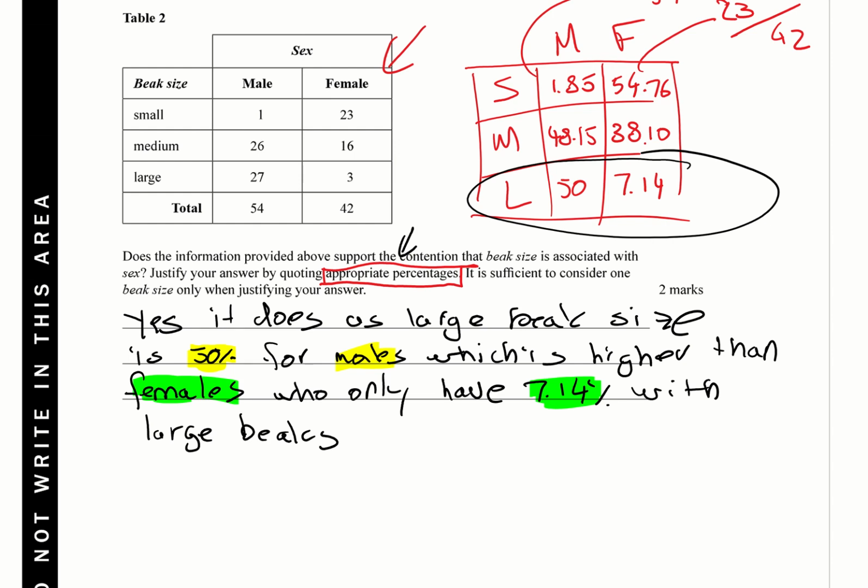I've justified it. Now, could you have done it from the small beak size? Yes, you could say the males have 1.85% who have a small beak size, whereas the females have 54.76%. It'd be the same sort of thing there as well. Okay.